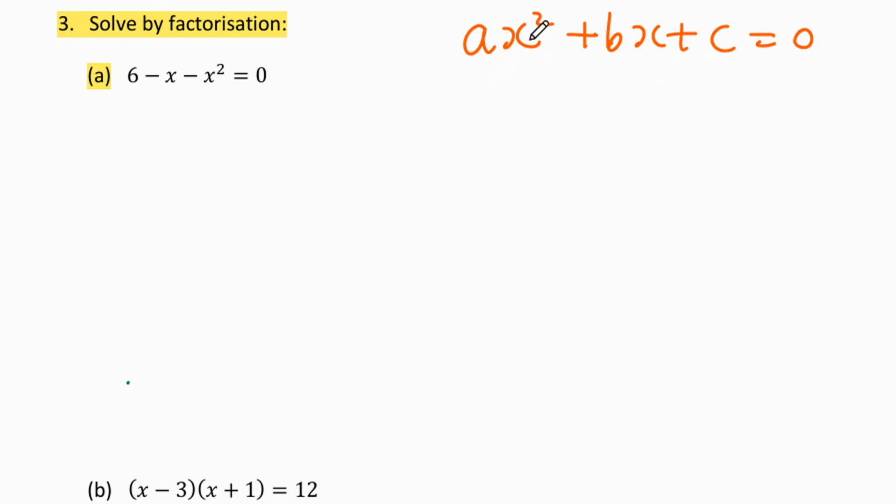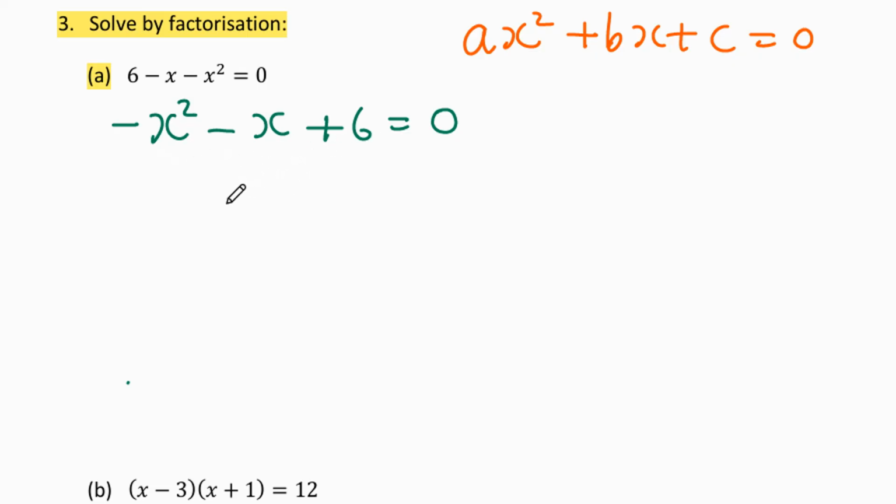So in standard form, we first want to write the term in x squared, then the term in x, and then the constant. Now, clearly, this equation is not in standard form. We want to rewrite it so it looks like this. So first, our term in x squared, so minus x squared. Then our term in x, which is negative x, or negative 1x. And then our constant, which is positive 6. Now this equation is in standard form.